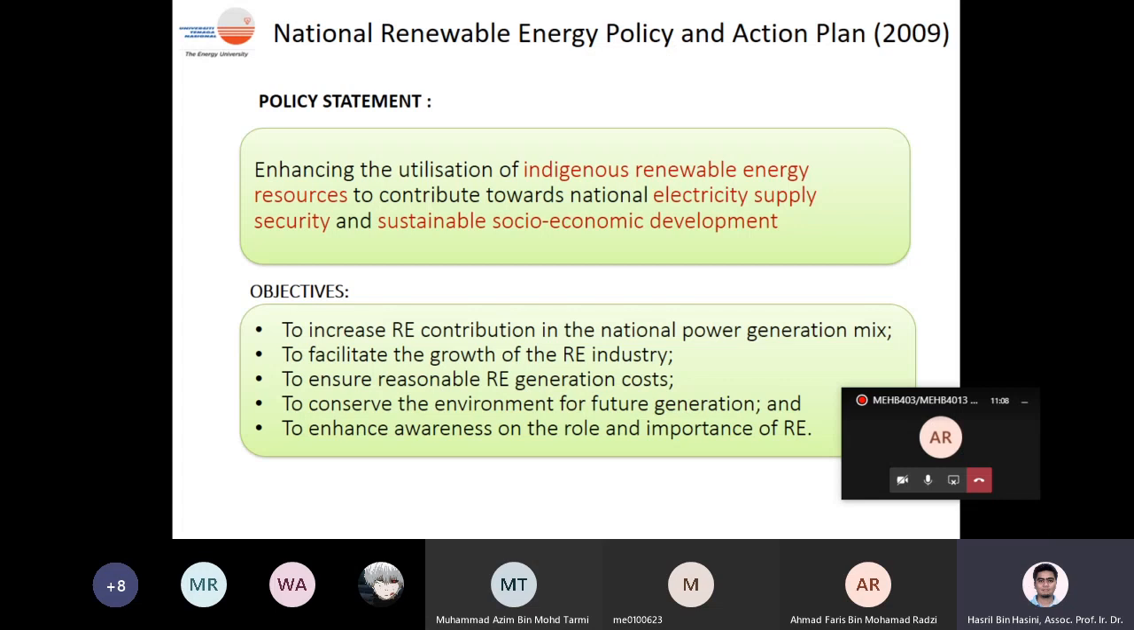Otherwise there's no incentive and whatnot, and people don't bother to venture into this new energy policy. So that's why in every policy the government makes, they have to come up with the akta, or act, and also the action plan. In this case, for renewable energy, usually we have the policy statement: you want to enhance the utilization of RE to contribute towards national electricity supply security, sustainability, and also socio-economic development. And then we have a few objectives under renewable energy. Maybe you can just read through later on.